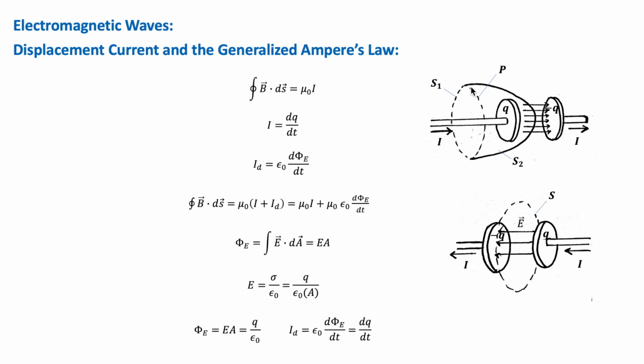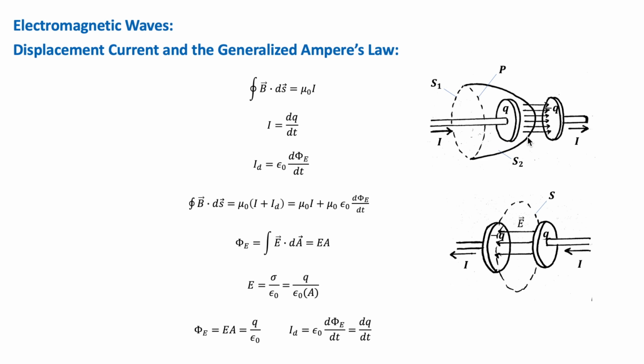Okay, so according to Ampere's law, the line integral of B dot ds around the path P is equal to mu naught I, where I is the conduction current through any surface bounded by the path P. So for the surface S1, the conduction current through it is I, right? And so the right side of Ampere's law is equal to mu naught I, okay? But if we consider the surface S2, as you can see, the right side of Ampere's law will be equal to 0 because there is no conduction current passing through it, right?